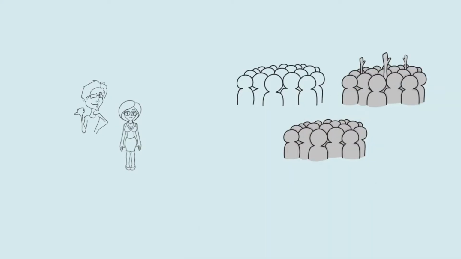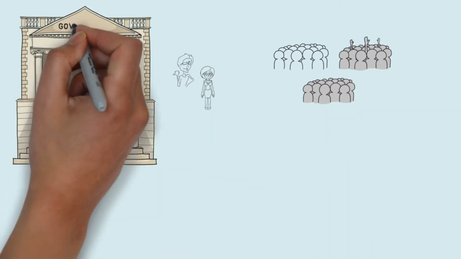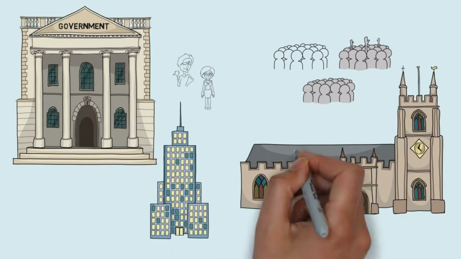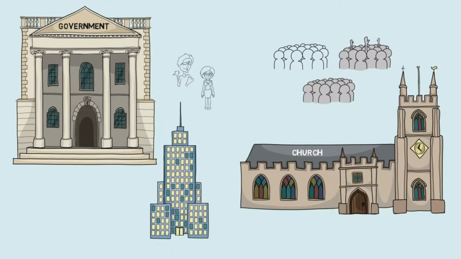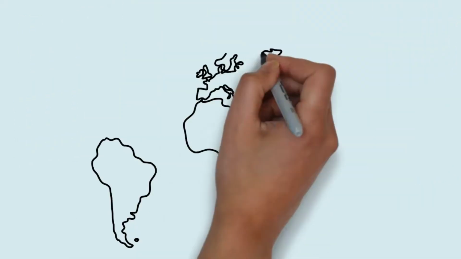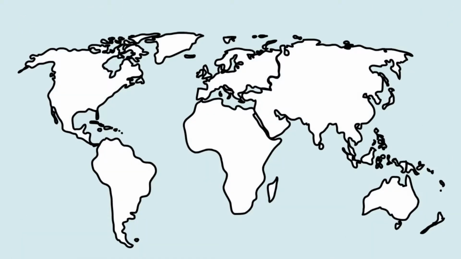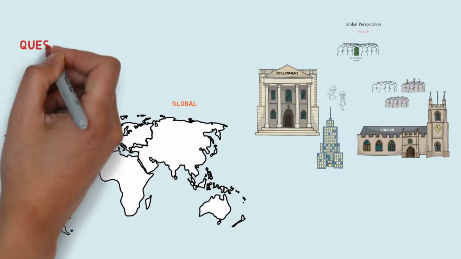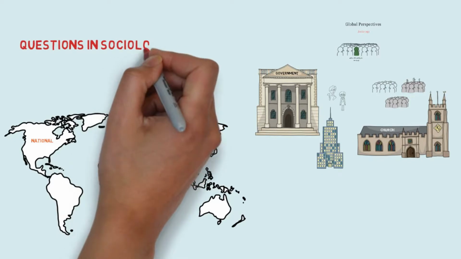How political, economic, and cultural institutions and organizations affect our behaviors and those of others? What global factors affect our immediate and national environments? These are some of the questions that sociologists have been exploring for quite some time.